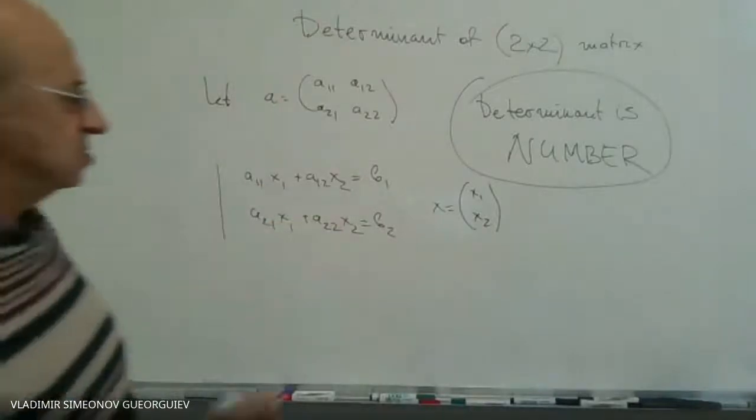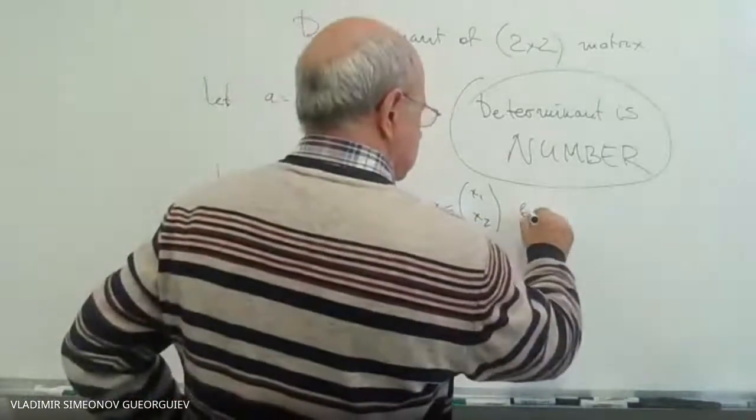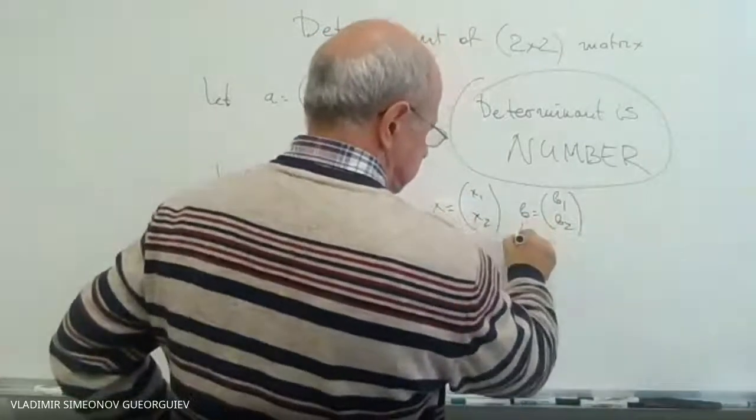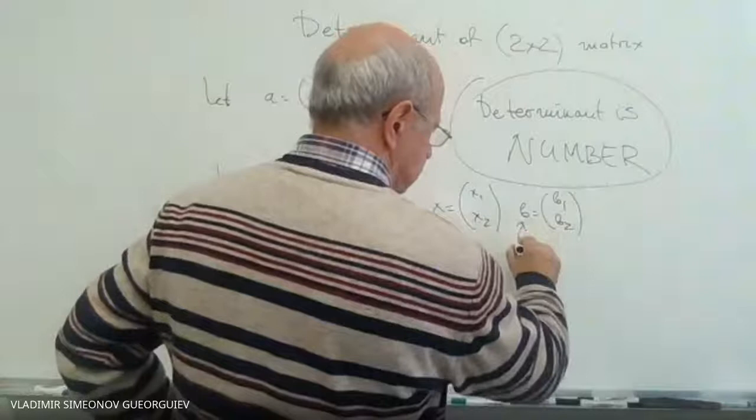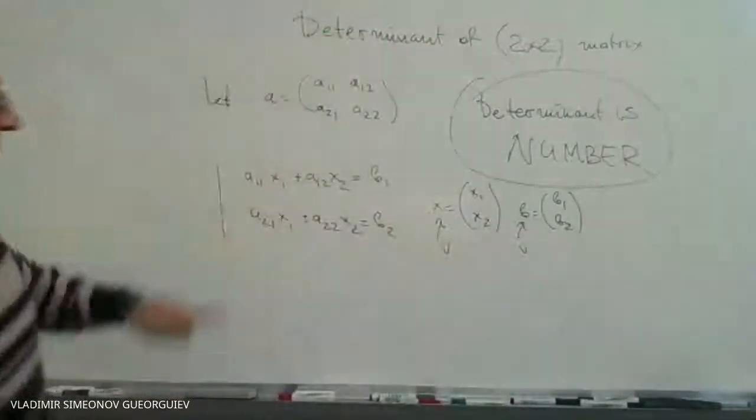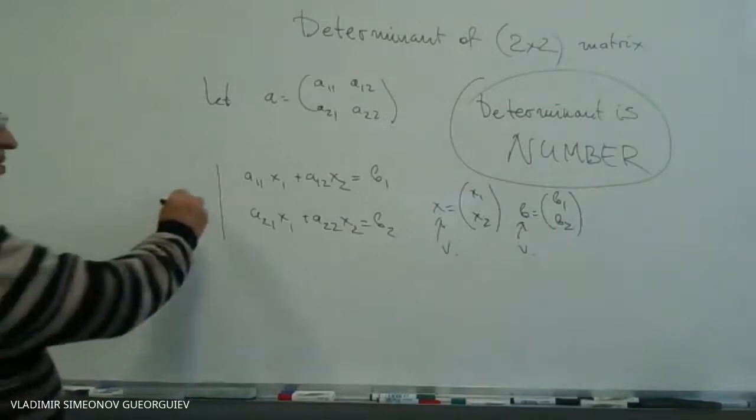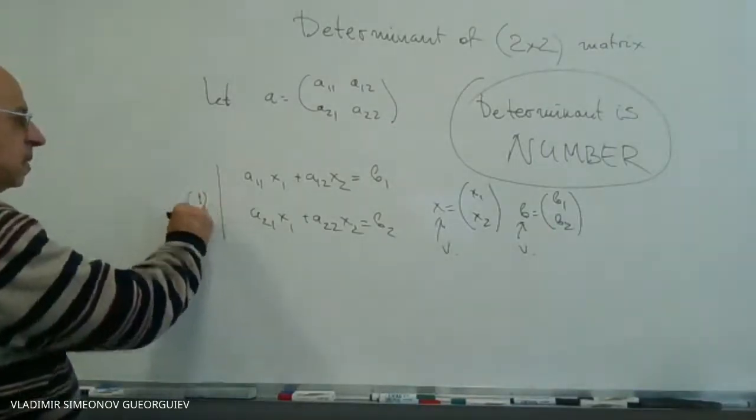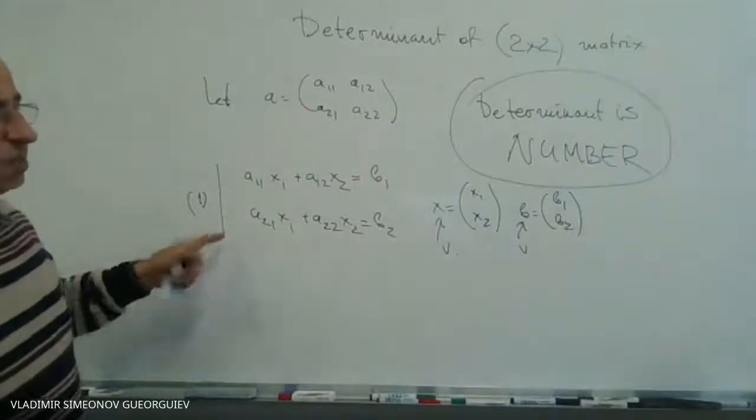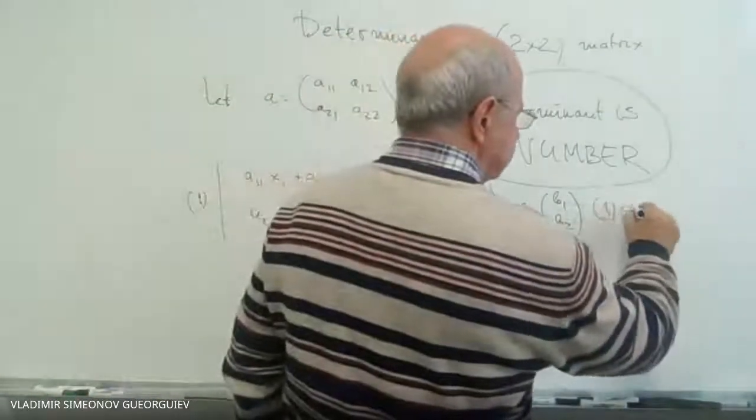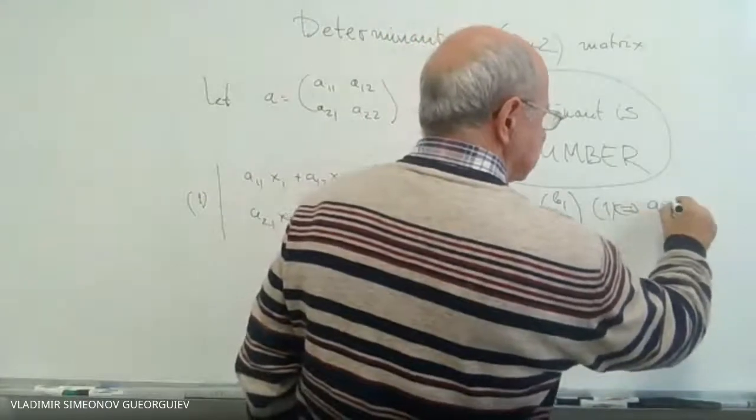We said that the couple B1, B2 defines a vector. This here is also a vector, while here A is a matrix. Of course, as we did for differential equations at the beginning, we can write this system in a very compact form. This is equivalent to writing AX equals B.